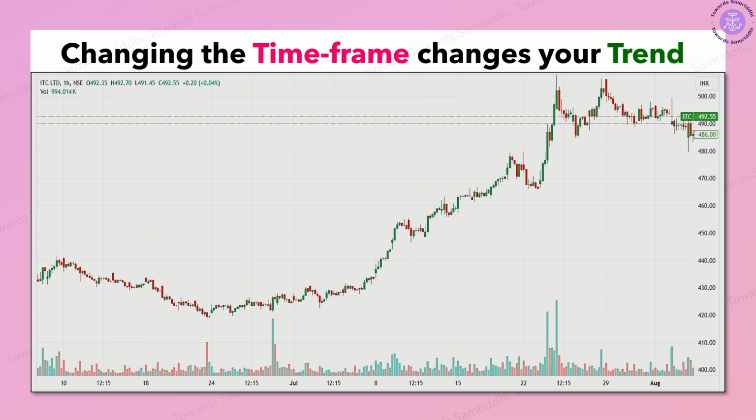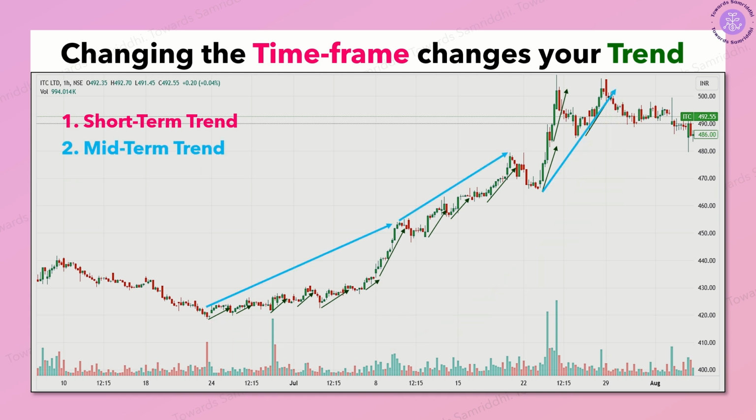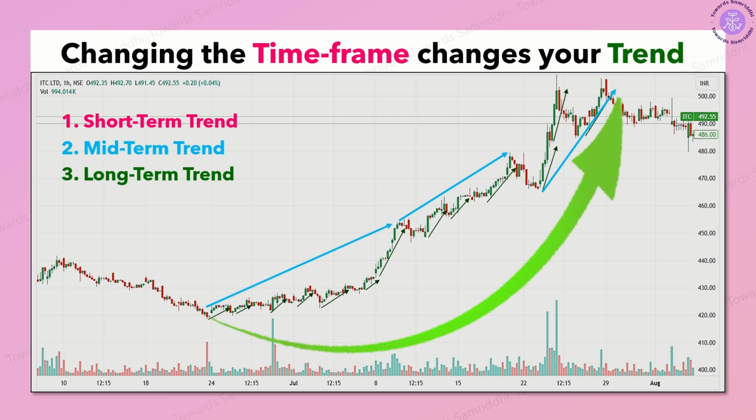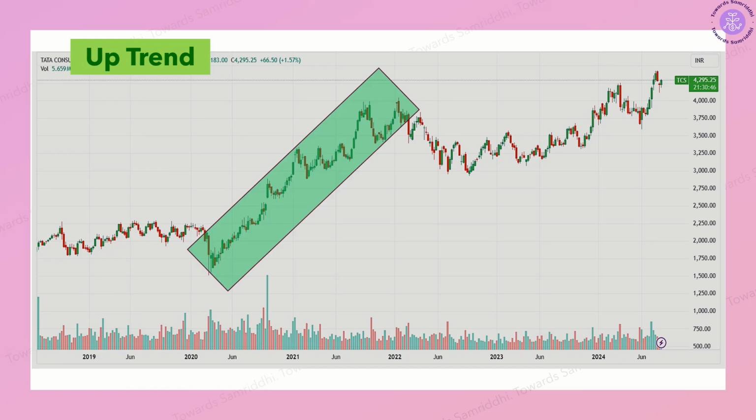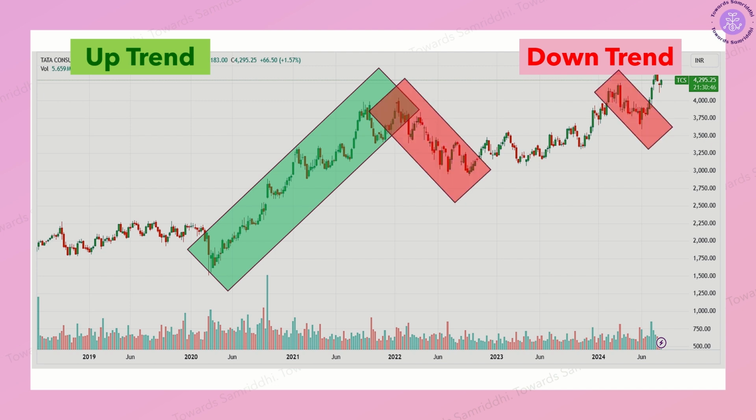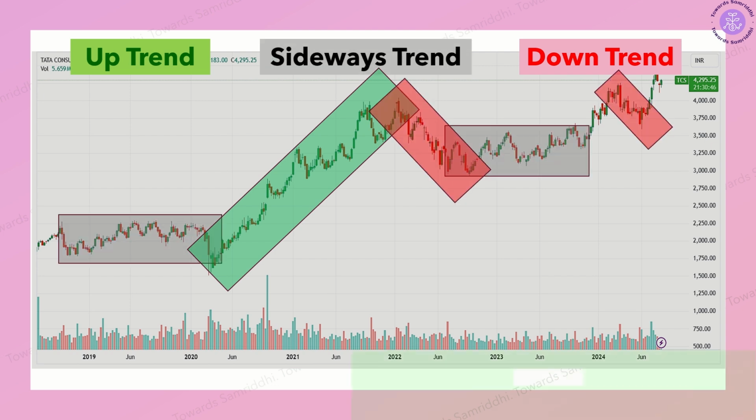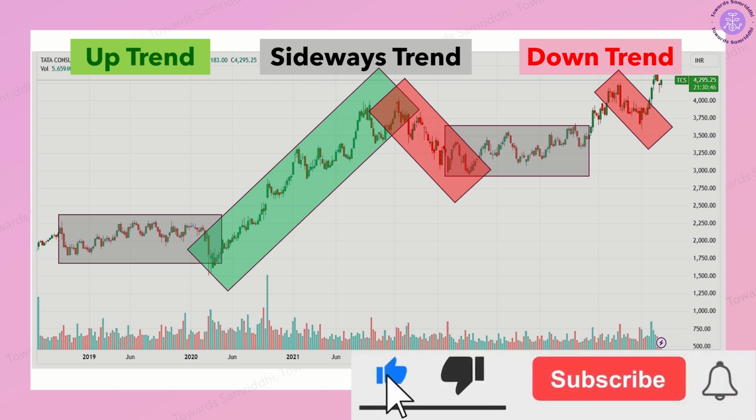A trend is just the market's overall direction over a certain period. We have 1. Short-term, 2. Mid-term, 3. Long-term. These trends are further categorized by time frames and can influence how traders perceive the market. In the stock market, we typically see three types of trends. 1. Uptrend, the market is moving upward. 2. Downtrend, the market is moving downward. 3. Sideways trend, the market is moving within a narrow range, without any significant upward or downward direction.